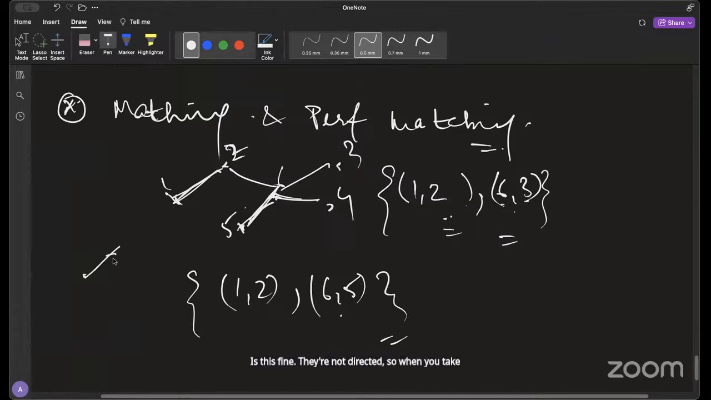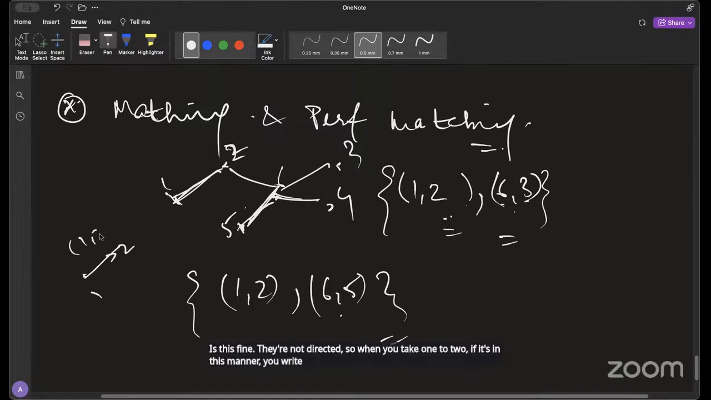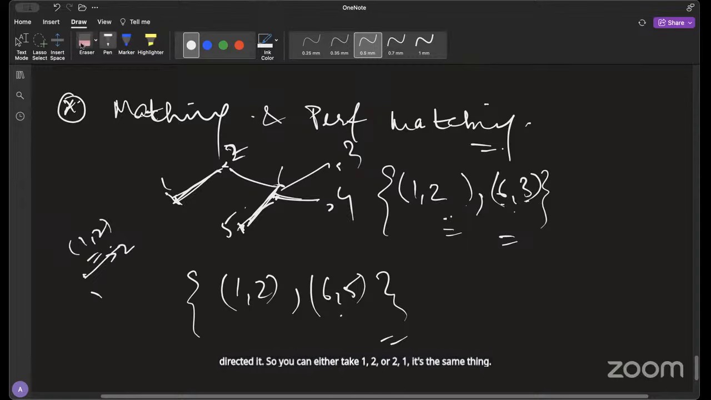So when you take 1 to 2, if it's in this manner, you write it as 1, 2. You can't change the order. But this one is not a directed edge, so you can take either 1, 2 or 2, 1. It's the same thing in an undirected graph.